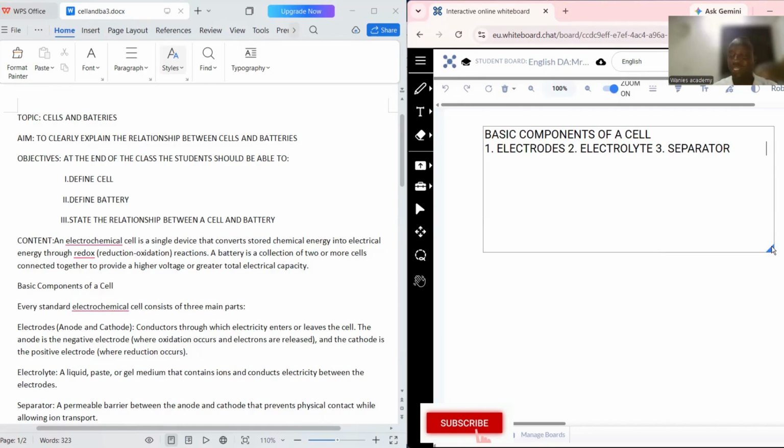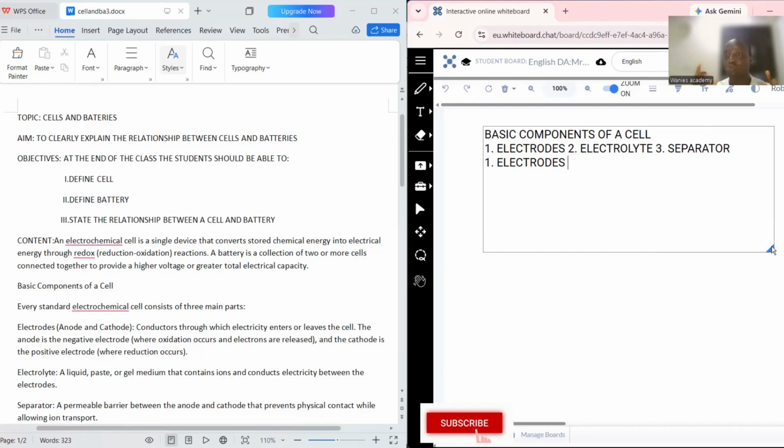Now let's explain these basic components found in the electrochemical cell. I'll be starting with the electrodes. Electrodes are basically conductors through which electricity or electric current enters or leaves the cells. So the electrodes are defined as conductors through which electric current enters or leaves the electrochemical cells.